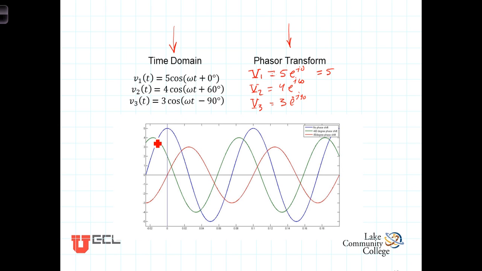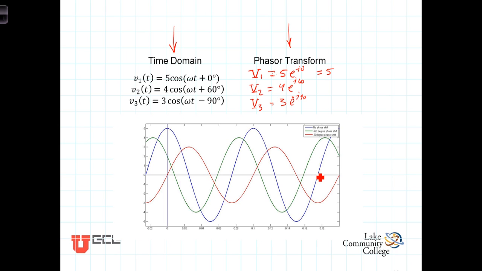The green one has an amplitude of 4 volts, and it has a phase shift of plus 60 degrees. So it's been shifted to the left by 60 degrees. Under these circumstances, we would say that the green one, because it peaks out before the blue one does, the green function, v2, leads the blue function, in this case by 60 degrees. Finally, the red function shown here corresponds to V3. It has an amplitude of 3 volts, and it is shifted to the right 90 degrees. So the red one lags V1 by 90 degrees.